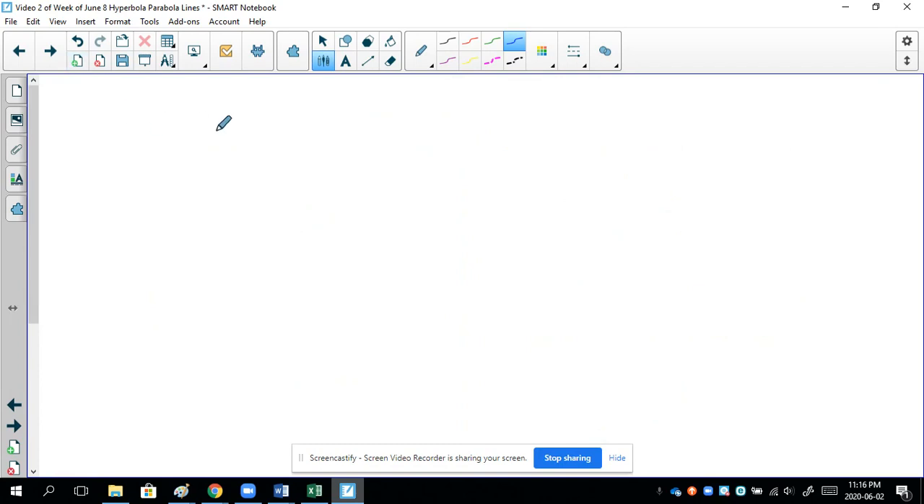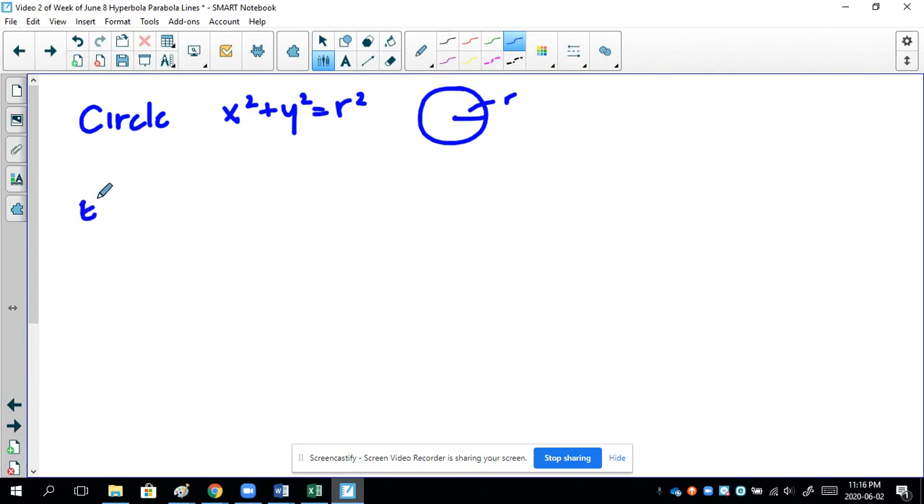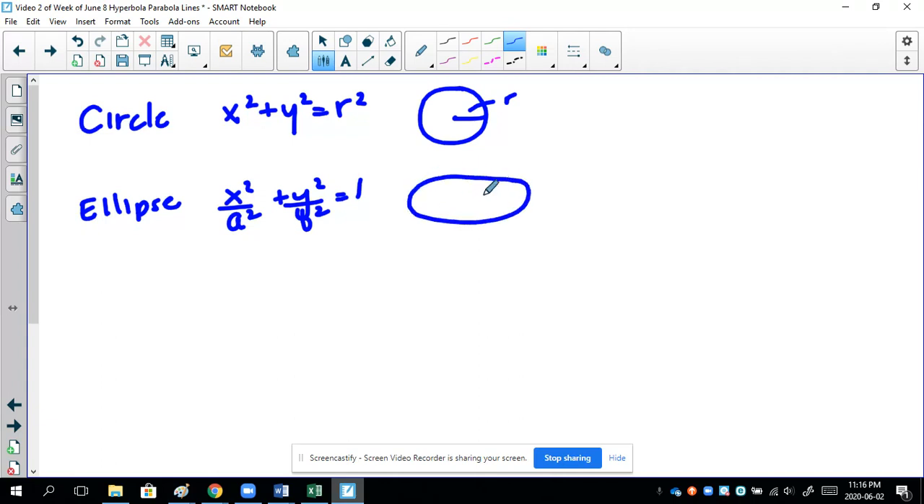Maybe just a quick recap. Circle looks like this, where this is the radius. Ellipse, I'll only draw one version. This is what the ellipse looks like, where, I forgot to say it, this is A and this is B. That's the ellipse.